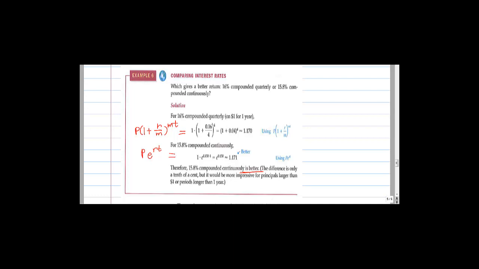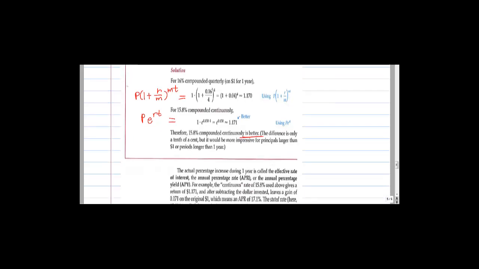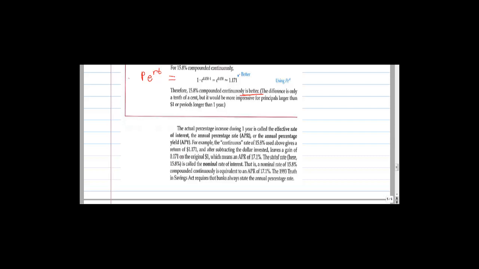So you have to be a wise consumer, right? When you go to the bank and they're offering a higher rate, doesn't mean it's necessarily better. You have to look at how much it's compounding, right? Or how fast it's compounding. So the actual percent increase during 1 year is called the effective rate of interest, the annual percentage rate, or the annual percentage yield, right? So the continuous rate of 15.8% is actually 17.1% as an annual percentage rate.